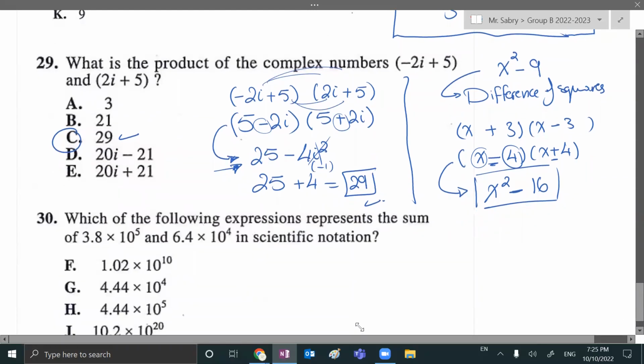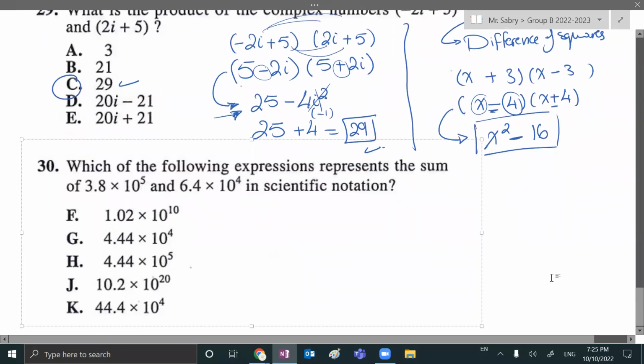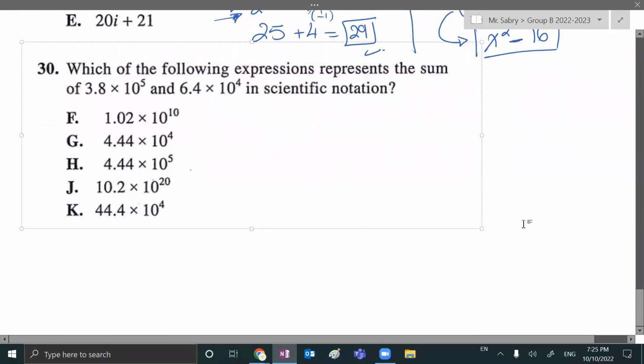Finally, number 30. Which of the following expressions represents the sum of this and that? Now, both of them are what we call scientific notations. Both of the numbers, 3.8 times 10 to the power of 5, as well as 6.4 times 10 to the power of 5, we need to get the sum of them, which means we need to add them. Actually, this one's 4, not 5.